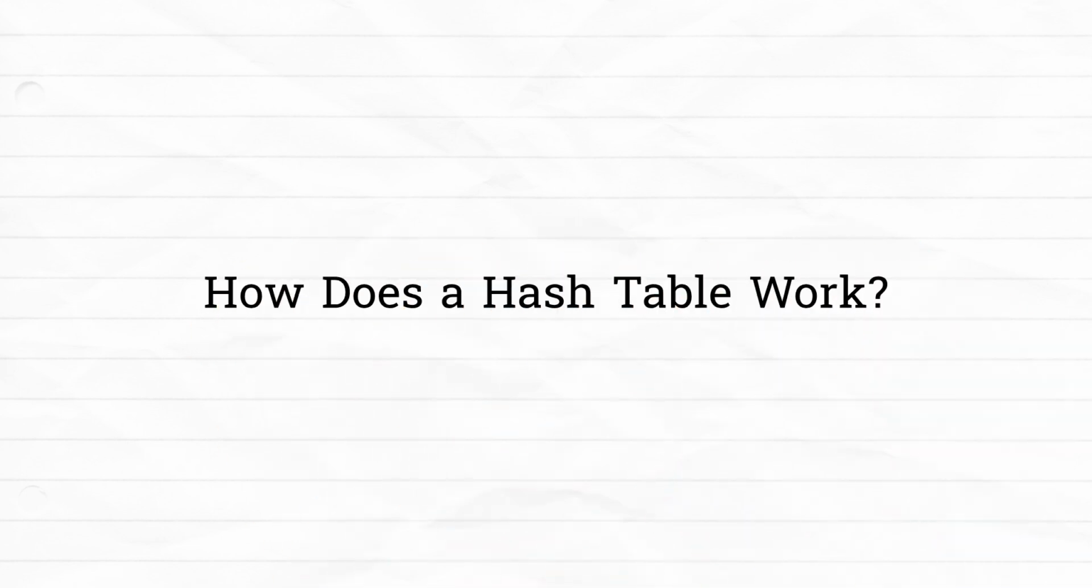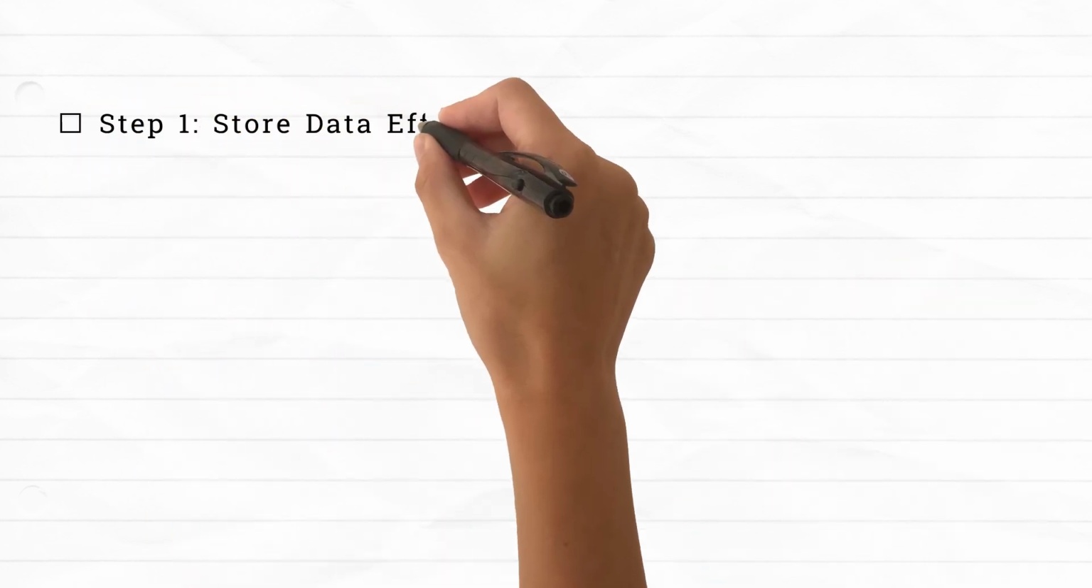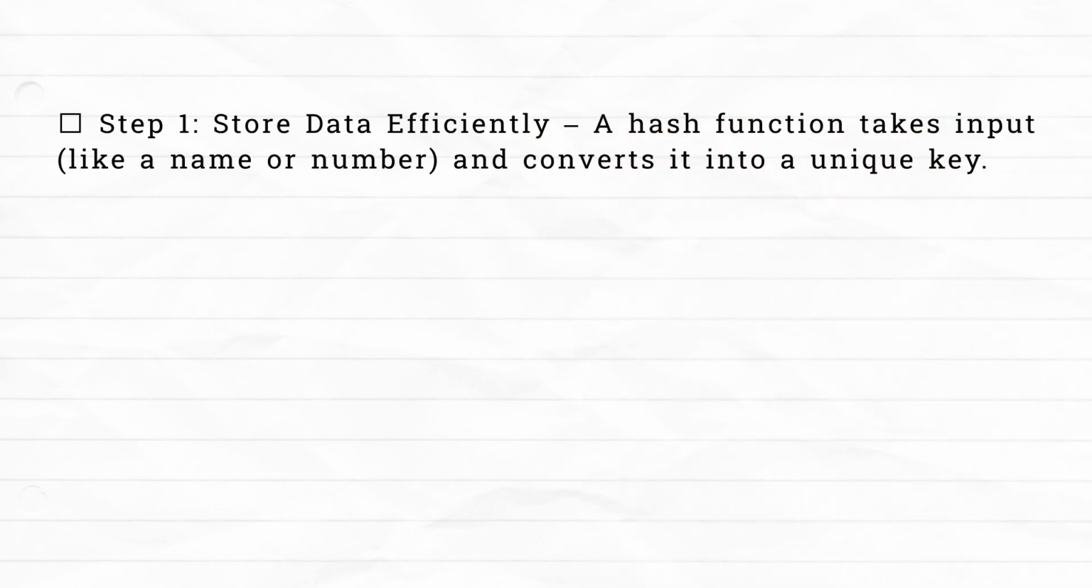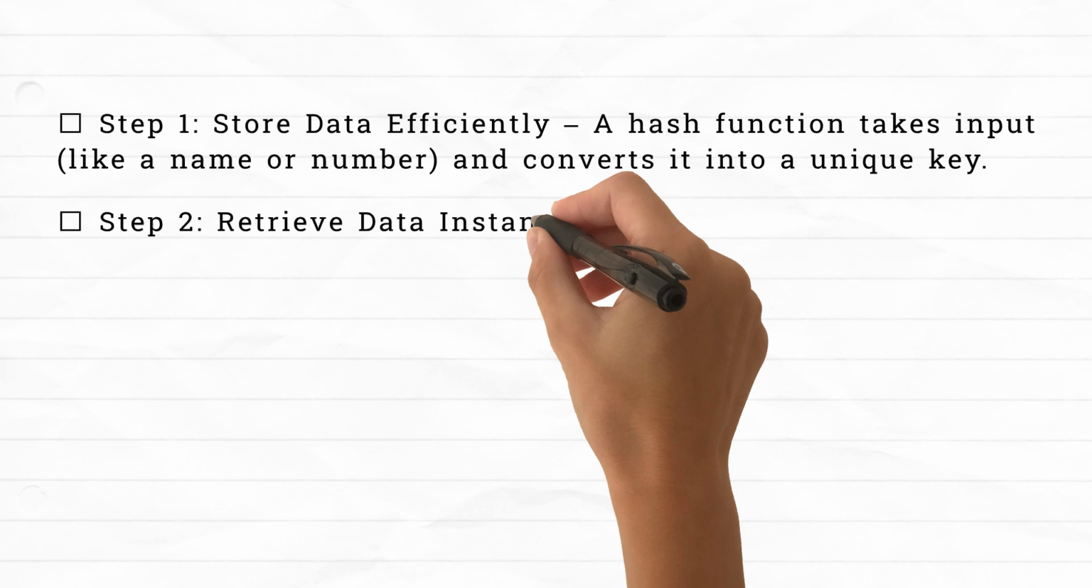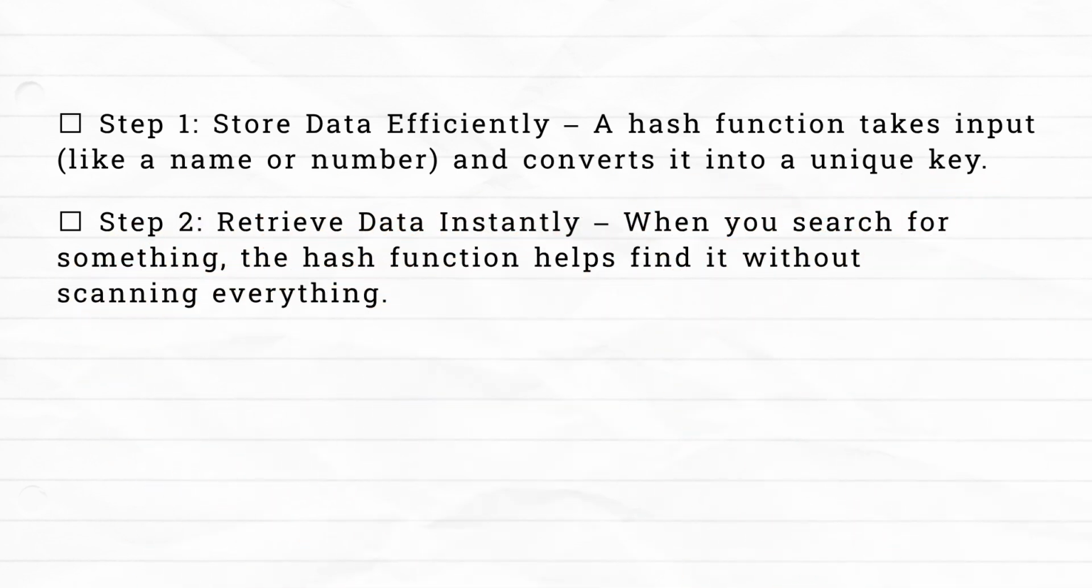How does a hash table work? Let's break it down step by step. Step 1. Store data efficiently. A hash function takes input, like a name or number, and converts it into a unique key. Step 2. Retrieve data instantly. When you search for something, the hash function helps find it without scanning everything.